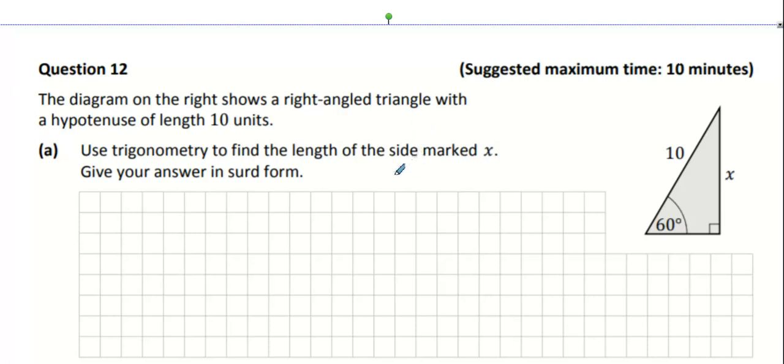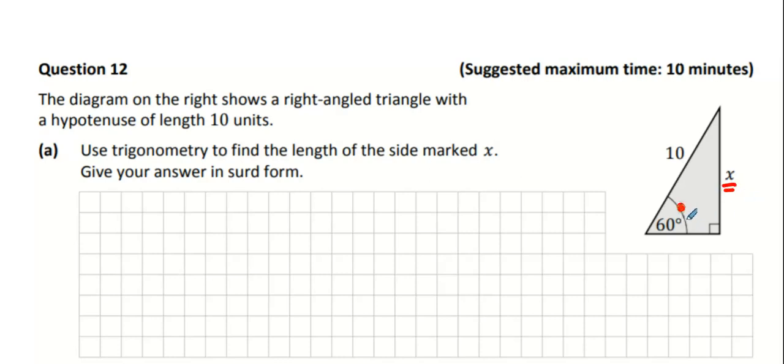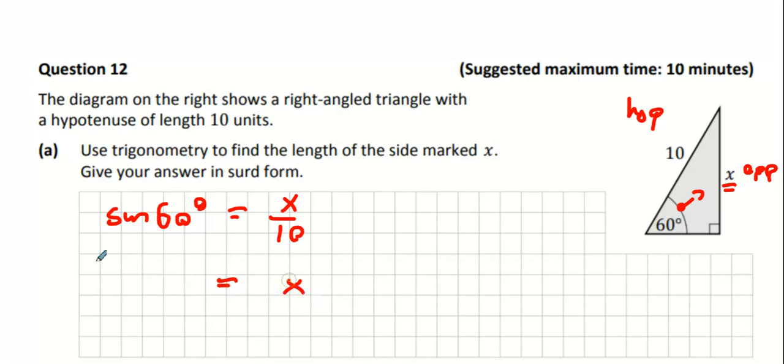Now we've got to find the length of this side. Now 60 degrees is looking directly at it, that makes it the opposite. This one here is the hypotenuse, so what we can say is sine 60 degrees equals opposite over hypotenuse, which is x over 10. Then we can say that x equals 10 sine 60. And 10 sine 60 is 5 root 3. So that's it, 5 root 3 for that.